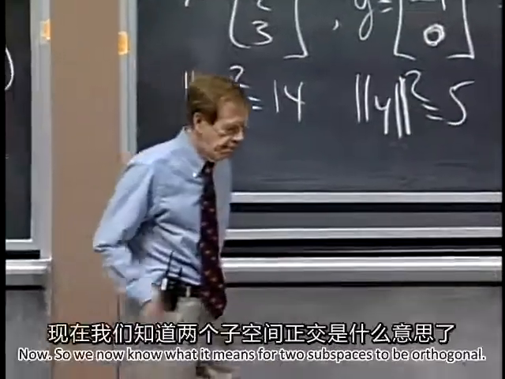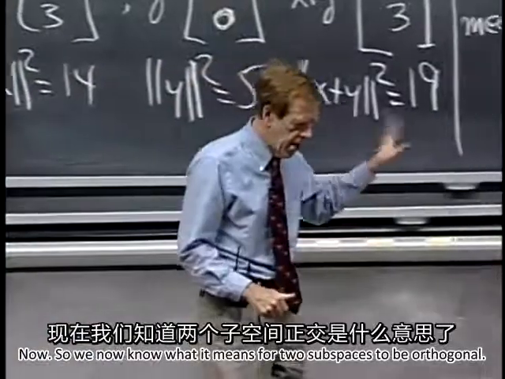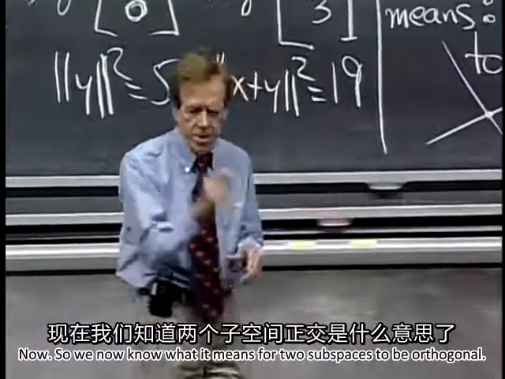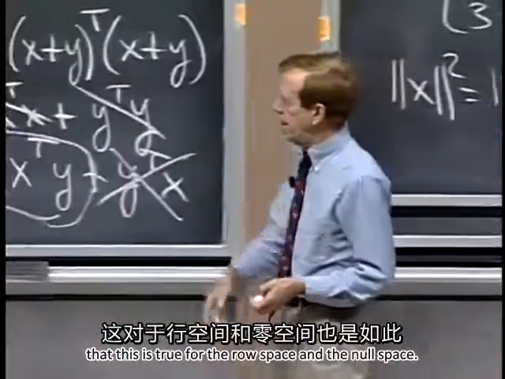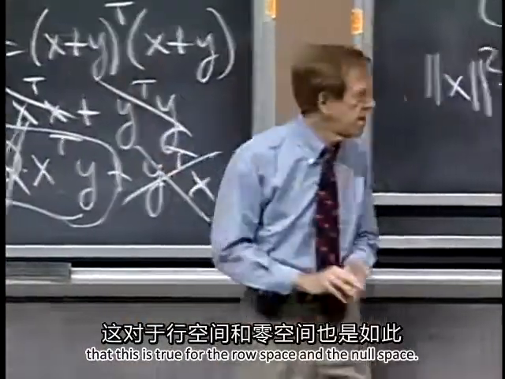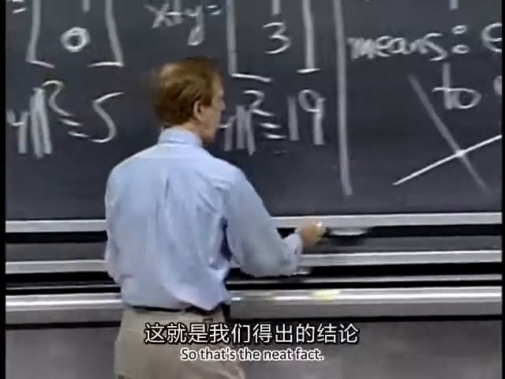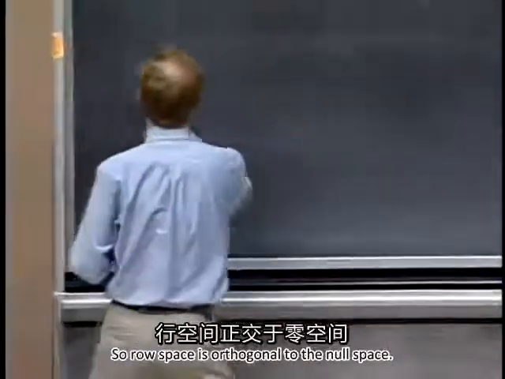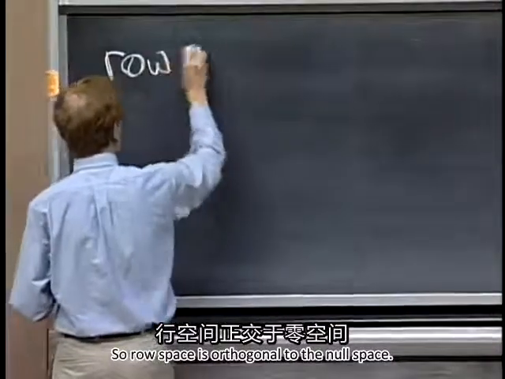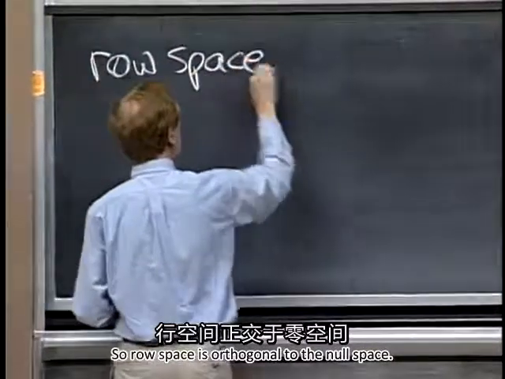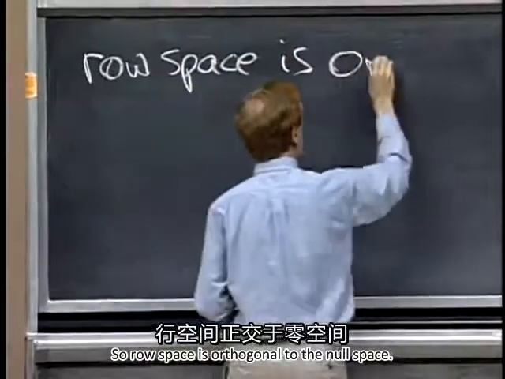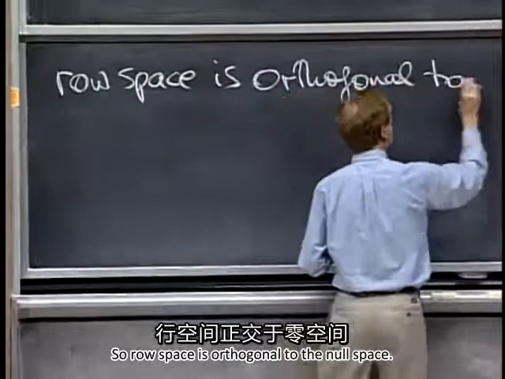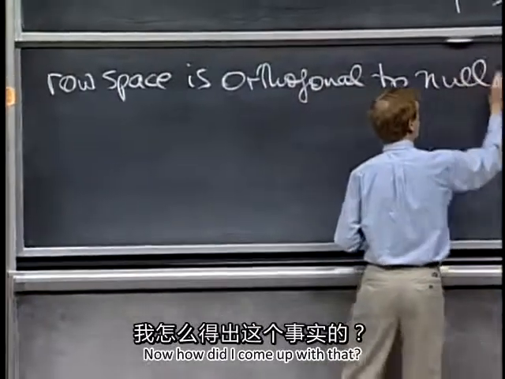Okay. Now, so we now know what it means for two subspaces to be orthogonal, and now I want to say that this is true for the row space and the null space. Okay, so that's the neat fact. So row space is orthogonal to the null space. Now, how did I come up with that?